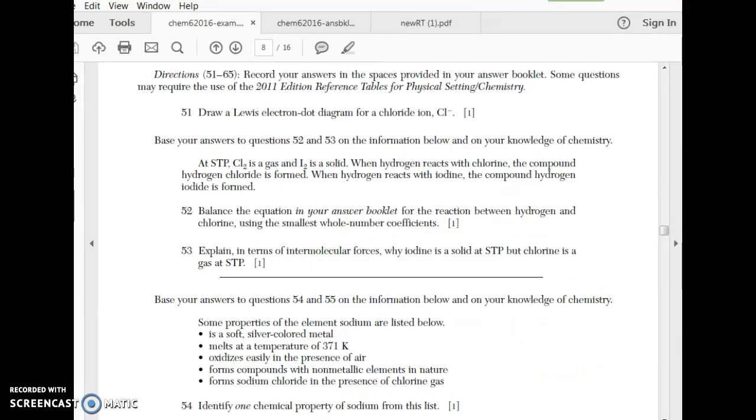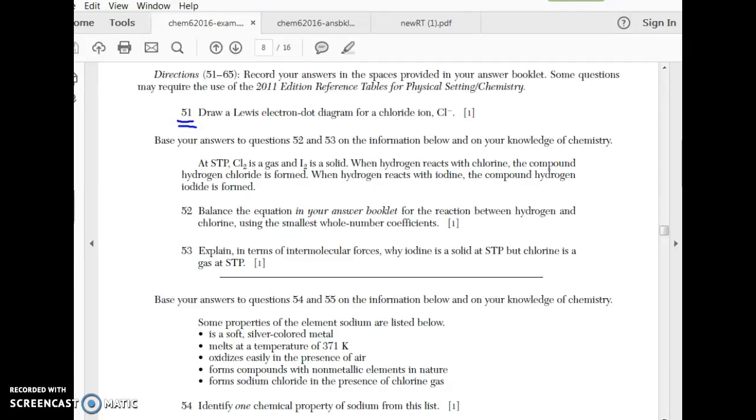And congratulations, we have arrived at the part 2 style questions. Draw a Lewis dot diagram for a chloride ion. You'll be answering these in an answer book, which will jump to and fro, which some of them we have to. You'll see what I mean. This one I'll just write the answers here.